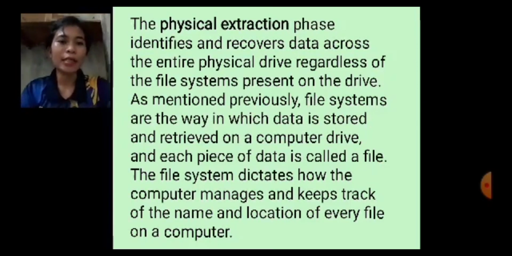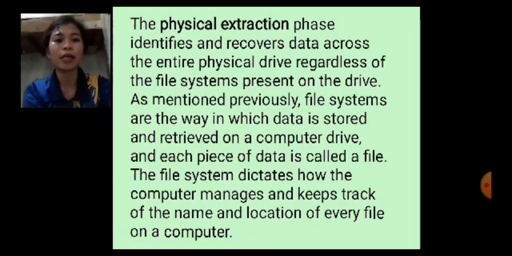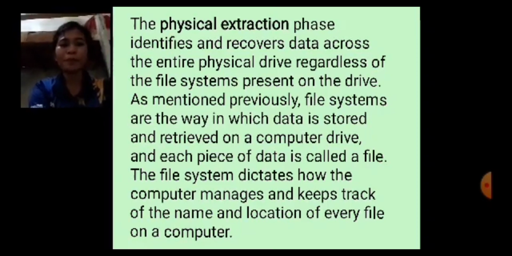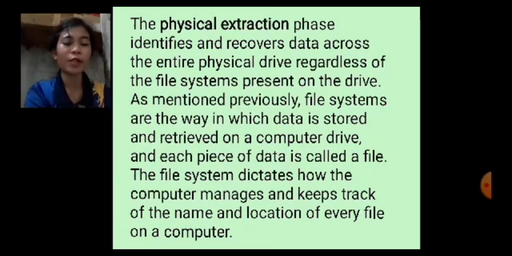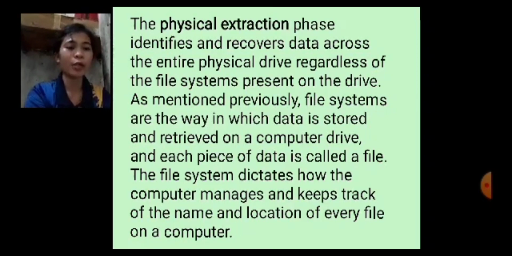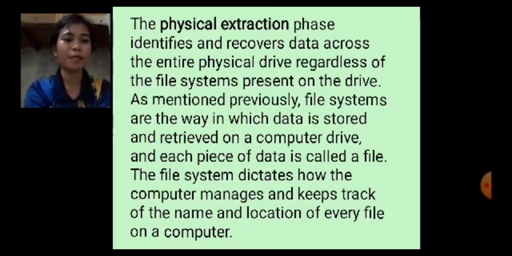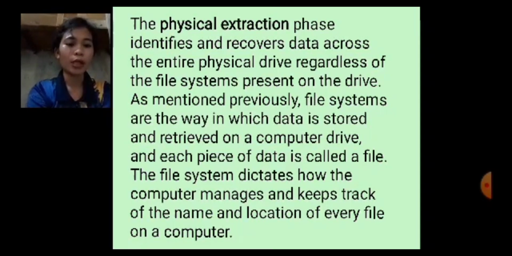The physical extraction phase identifies and recovers data across the entire physical drive, regardless of the file system present on the drive. As mentioned previously, file systems are the way in which data is stored and retrieved on a computer drive, and each piece of data is called a file. The file system dictates how the computer manages and keeps track of the name and location of every file on a computer.